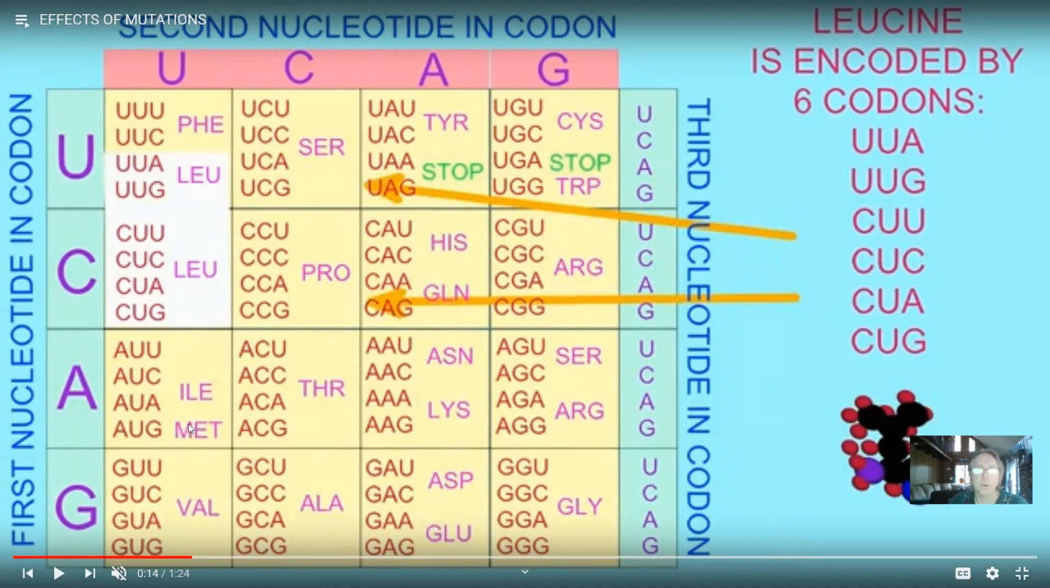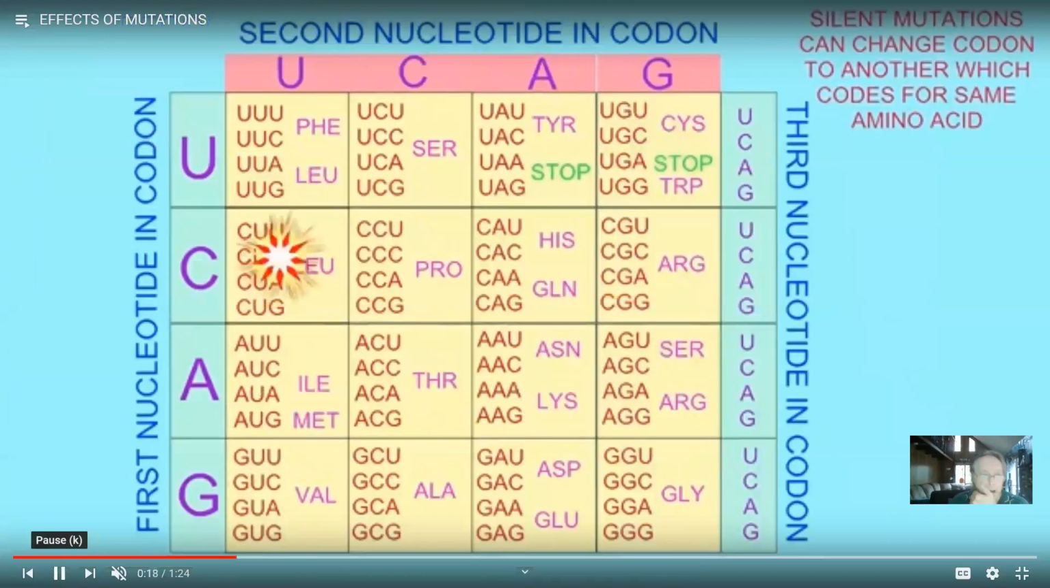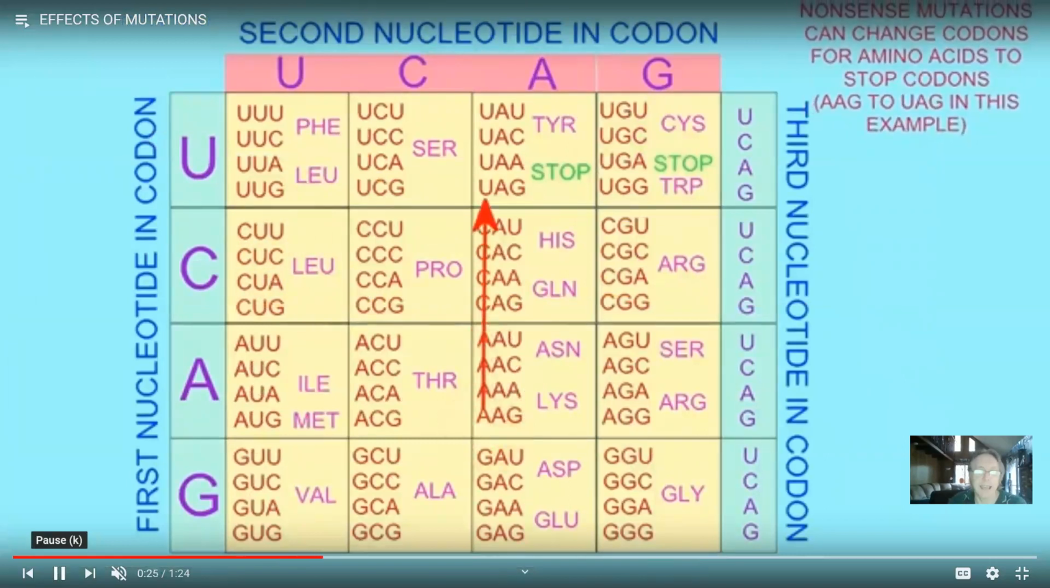However, if instead of this third nucleotide, we changed the first nucleotide, so now say GUC became CUC, that codes for a different amino acid. That codes for leucine, not valine. So that has changed one amino acid into another. That's what's known as a missense mutation. A missense mutation still codes for an amino acid, but just a different amino acid than the original.